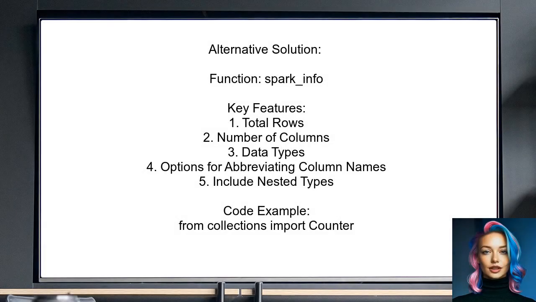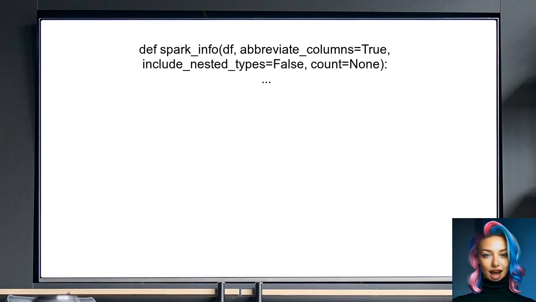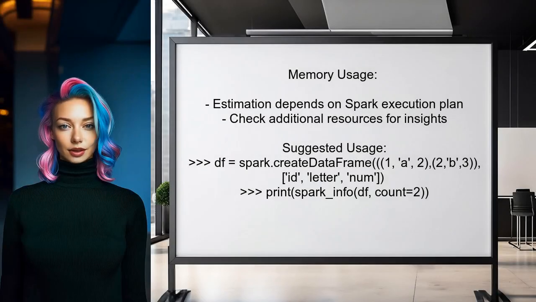One user has created a function called spark_info that mimics the Pandas info method. This function provides key statistics about a PySpark data frame, including the total number of rows, the number of columns, and their data types. It also allows for options like abbreviating column names and including nested types. The user notes that estimating the memory usage of a PySpark data frame can be complex and depends on the Spark execution plan. They suggest checking additional resources for more insights on this topic.